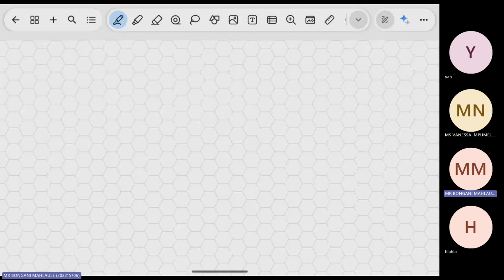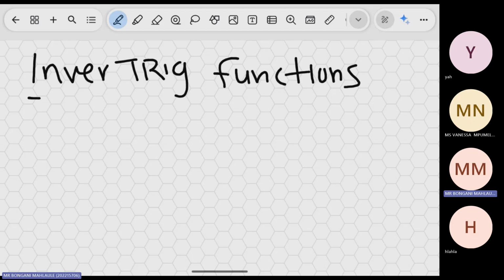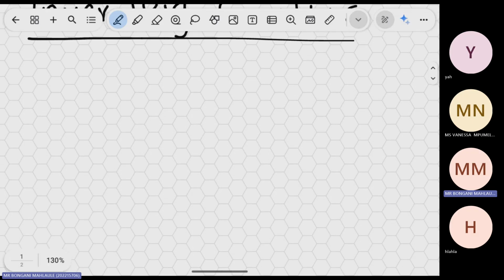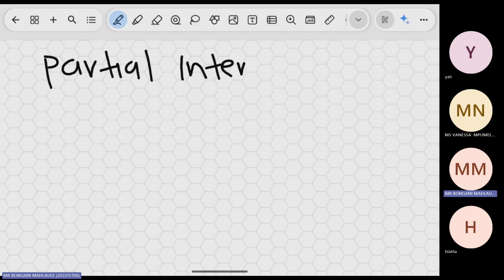So let's start with invest, ne? Invest trig functions. So I'm sure you are all in the group. So those questions, let me try solving them for you. No, let me start with the ones for partial. I've got partial as well. So let's start with partial, and then after partial we'll move to that one, partial integration.